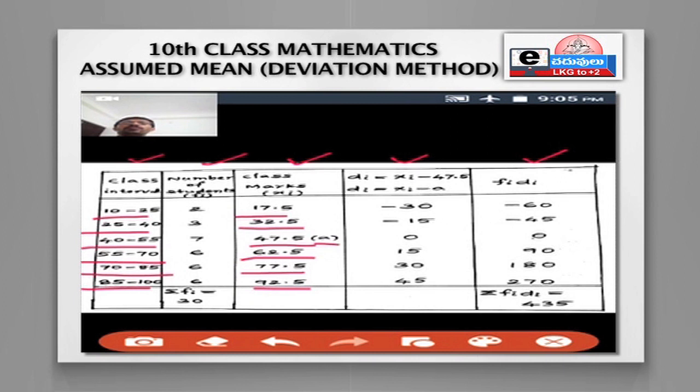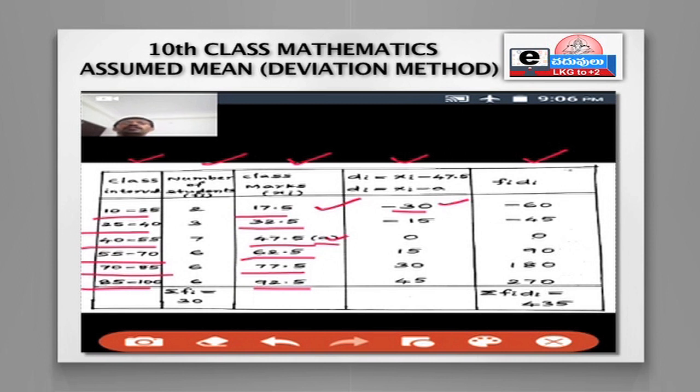Now find deviation. di is equal to xi minus a. Here first find d1. How to find d1? x1 minus a. What is x1 here? 17.5. A is what? 47.5. So 17.5 minus 47.5, how much? Minus 30. This is d1. What is d1? Minus 30.